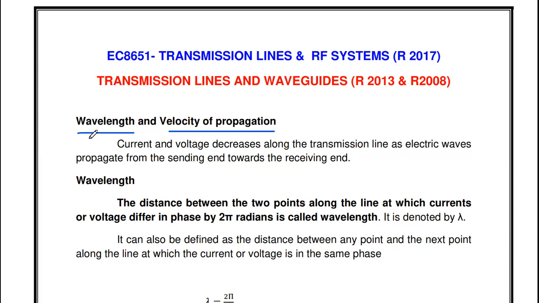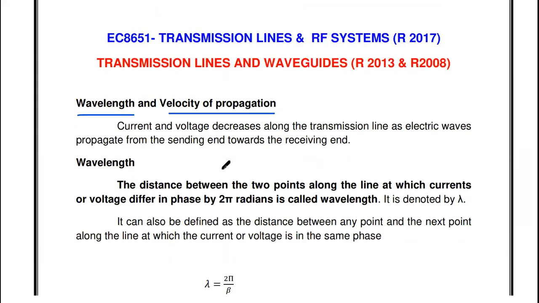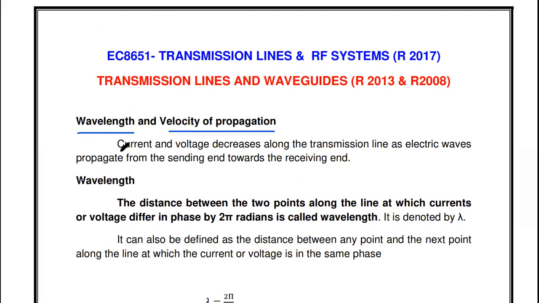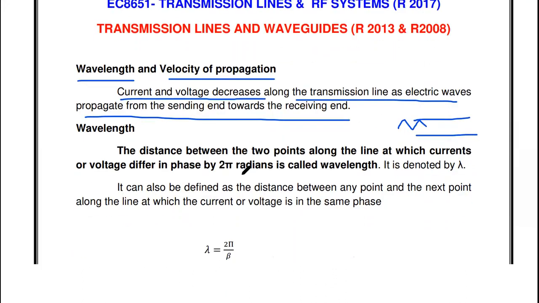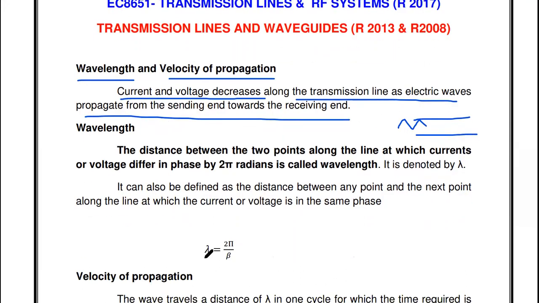Okay. So here we are going to see the wavelength, lambda, and the velocity of propagation. These two things are very important, 2-mark definitions. So already you know the current and voltage decrease along the transmission line as the wave propagates from sending end to receiving end. In a transmission line, if you are propagating the wave from the sender, that means transmitter, to receiver, the electric current or electric voltage somewhat decreases. In that context we are going to define the terms wavelength and velocity of propagation.